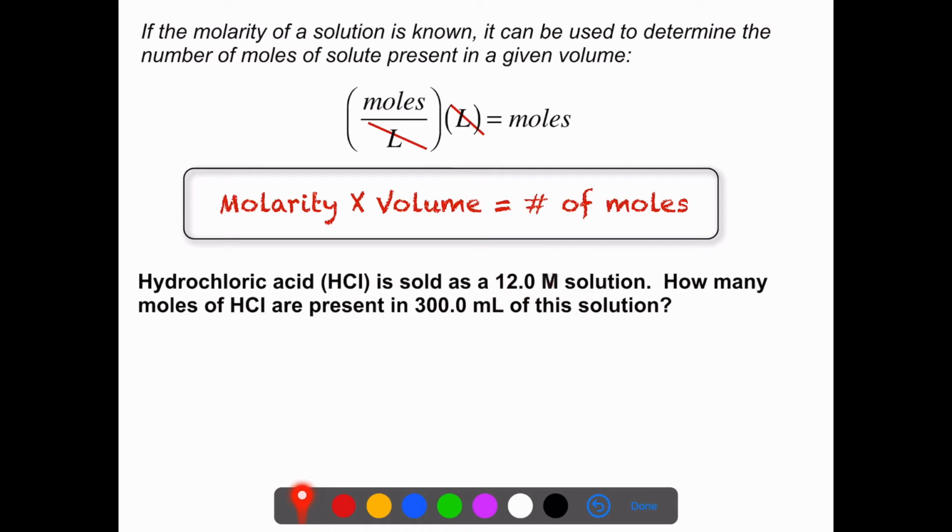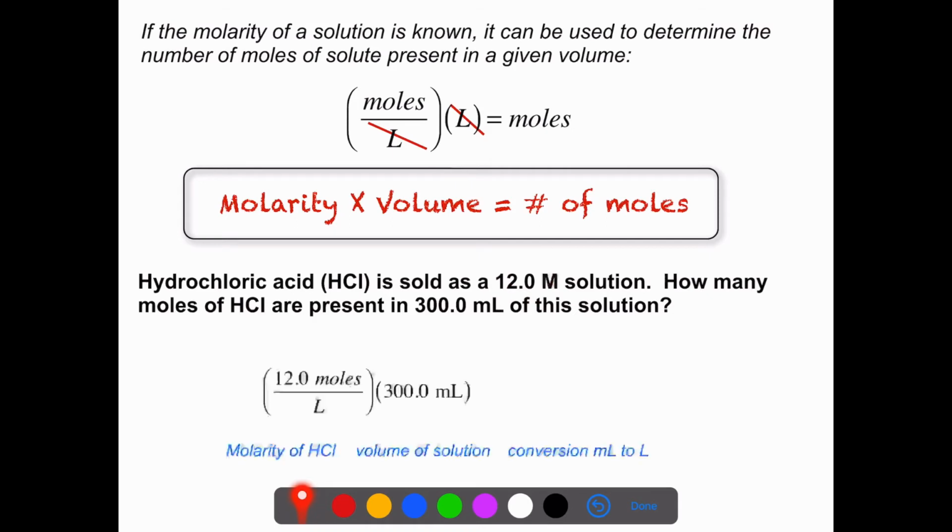So to solve this problem, we'd start off with the 12 moles per liter of HCl, what we're given, the molarity of HCl, multiplied by our volume. Notice our units are liters and milliliters, so I'm going to have to add a conversion factor to cross out my milliliters, so 1 liter per 1,000 milliliters. So our units cross off, and we're left with 3.60 moles of HCl. So in this volume of solution, this is how many moles of HCl were present.